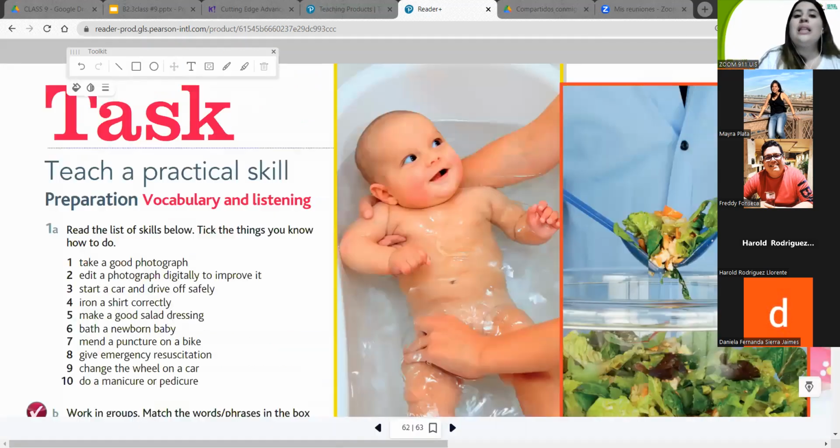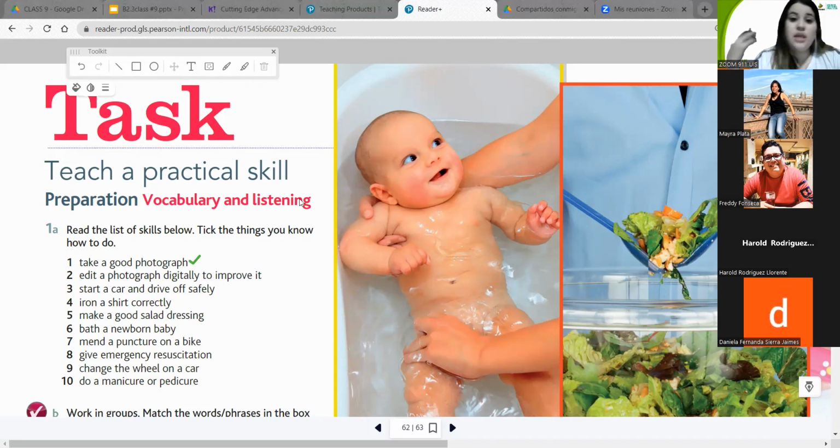People, we're going to start with the last part of the unit. In this one, it's like teach a practical skill. So we're going to do the preparation, that is vocabulary and listening. We have a list of skills, and you are going to think about the things that you know how to do. For example, take a good photograph. If you are good at taking photographs, then you take this one.